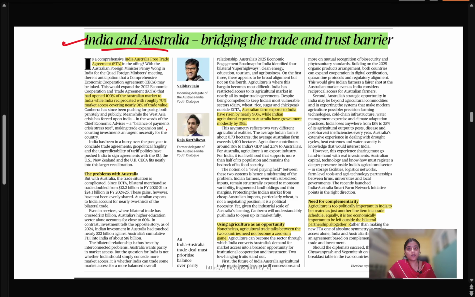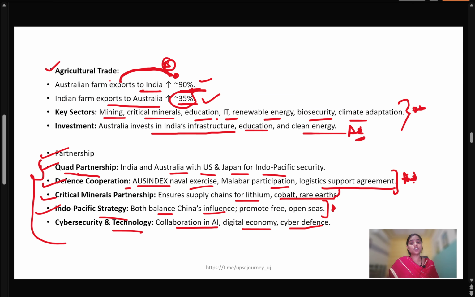So it is very important to remember the India and Australia partnership and how they are looking forward in agriculture trade and how this trade is increasing between both countries. We are importing 90% from Australia. At the same time, we are exporting to Australia only 35%.